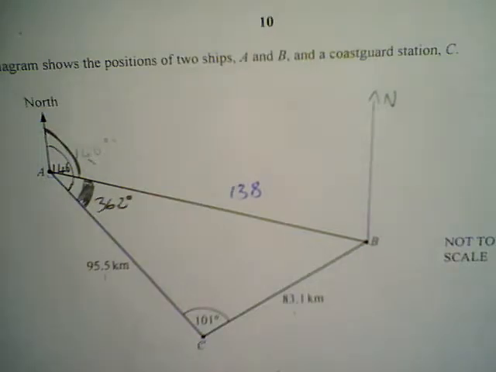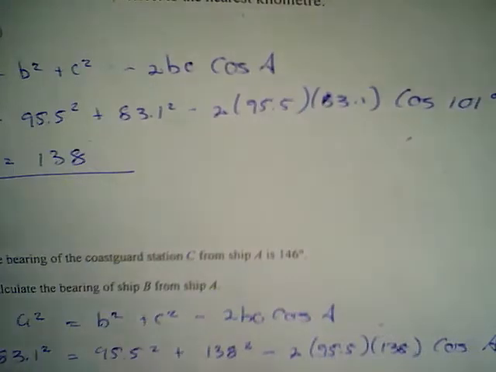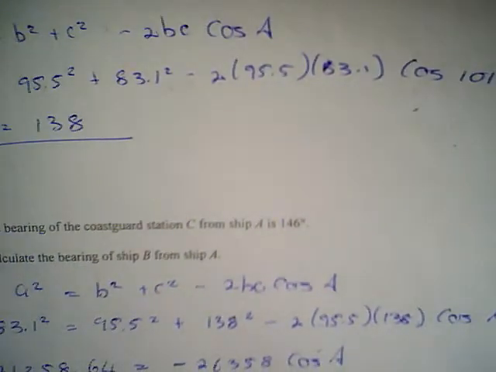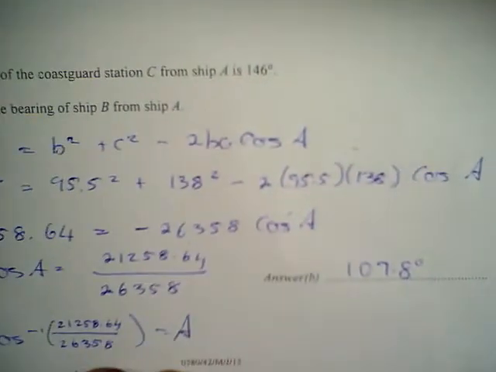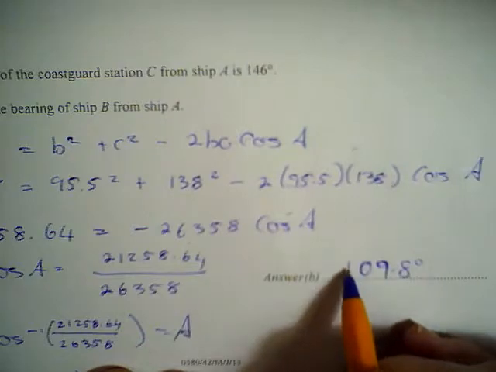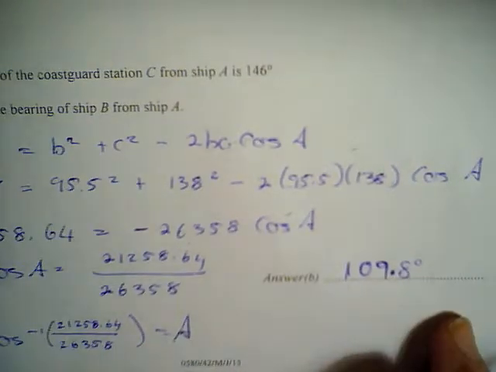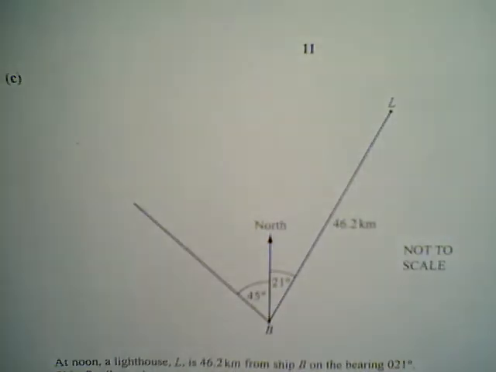Okay, so I can do the subtraction there. So 146 minus 36.2, and I have 109.8 degrees. And I just write it down in my answer box. 109.8 degrees. Okay, good. So that was question 6A and B. Let's move on to question 6C.